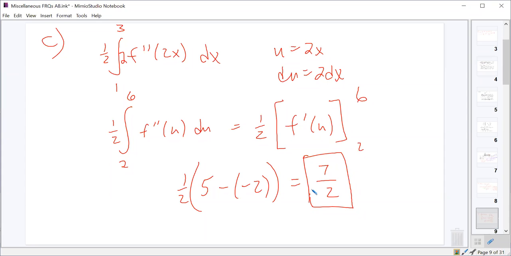Do you not have to plug 2x back into u? You do not have to. If you want to, you can. So alternatively, we could have said this becomes 1/2 of f prime of 2x. But if you do that, when you turn it back into x, then you have to put these limits back to what they originally were. So 1 and 3, if you were converting to x, and so then it effectively becomes the same thing. But you don't have to convert it back.